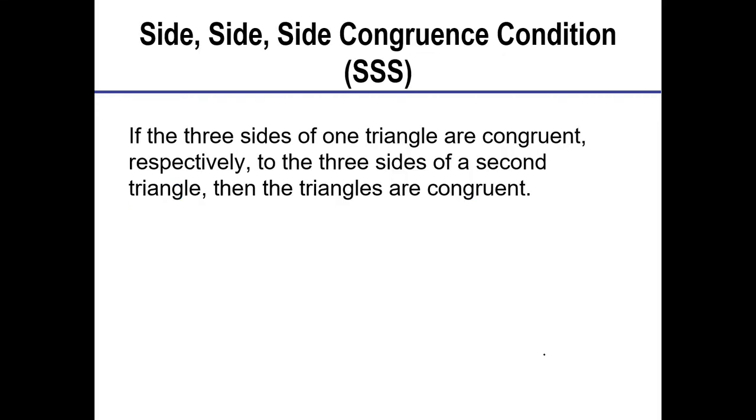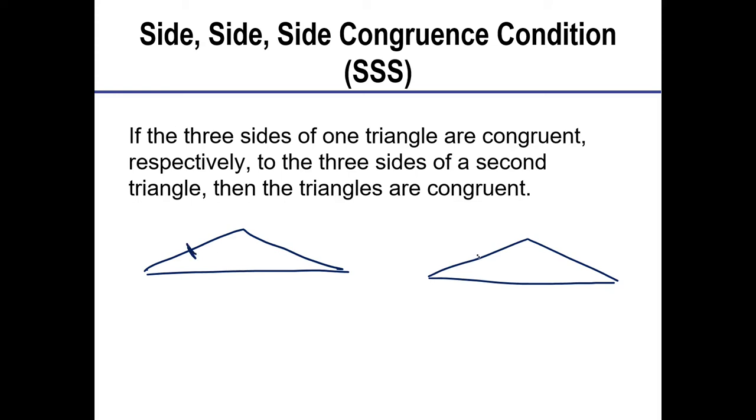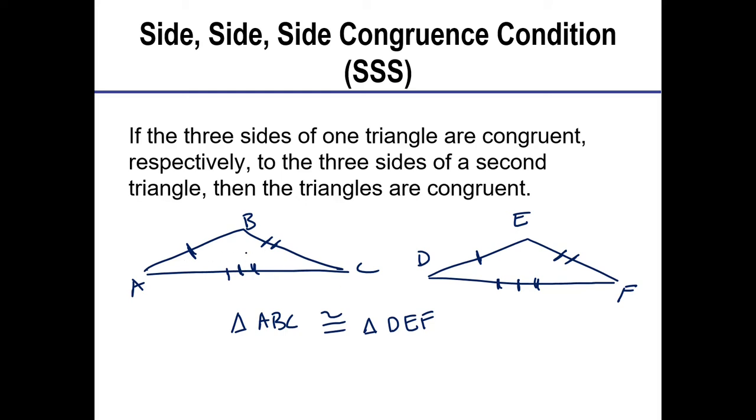If the three sides of one triangle are congruent, respectively, to the three sides of a second triangle, then the triangles are congruent. This is saying if I have a triangle and another triangle, this side is congruent to this side, this side is congruent to this side, and the third side is congruent to this side, then these triangles, let's give them names. Triangle ABC must be congruent to triangle DEF. The reason for this is the sides are all equivalent to corresponding sides, and since that's the case, angle A must be equivalent to angle D, angle B must be equivalent to angle E, and finally angle C must be equivalent to angle F.